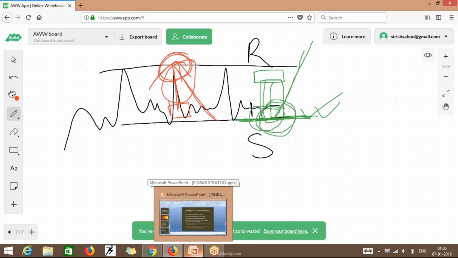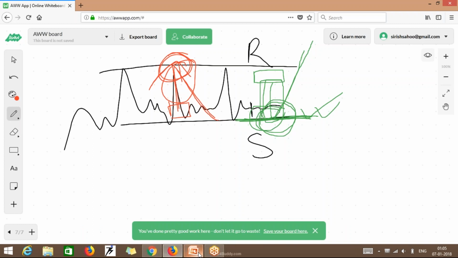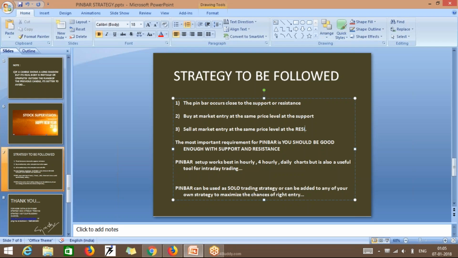We will look into a few charts. It may not be a few charts. I will tell you by taking one example of a single chart what exactly it suggests. So for the timing, just remember this one. Let me change this one. This should be resistance.